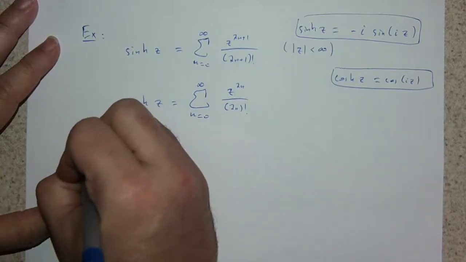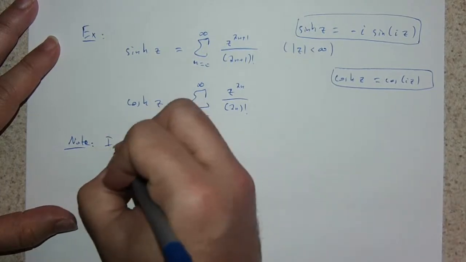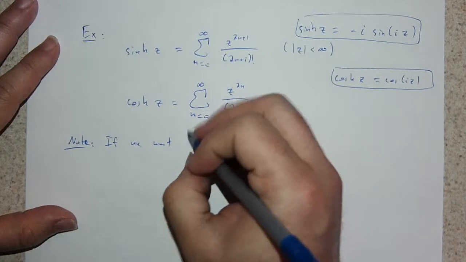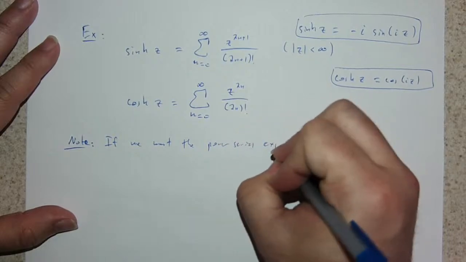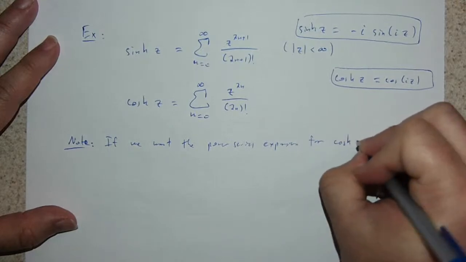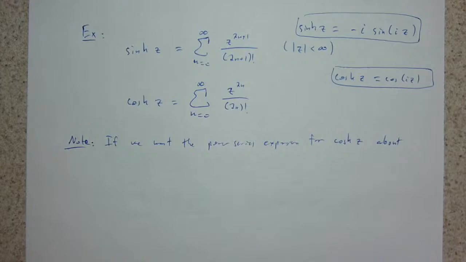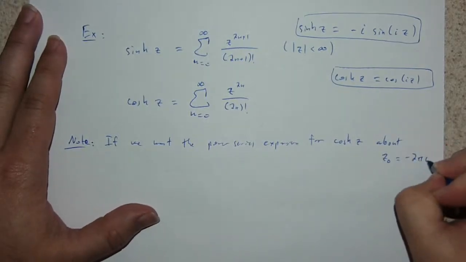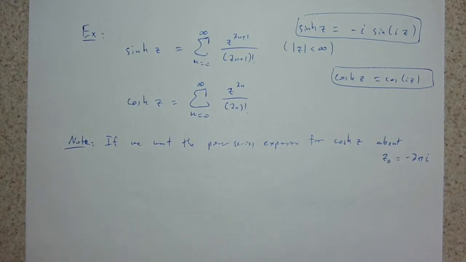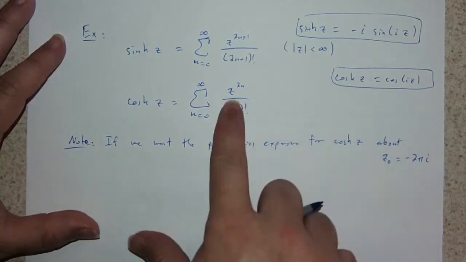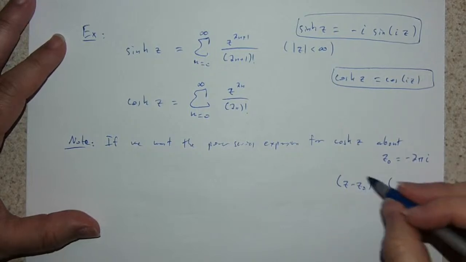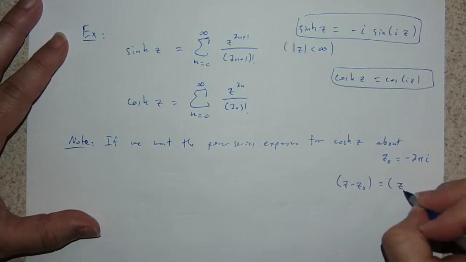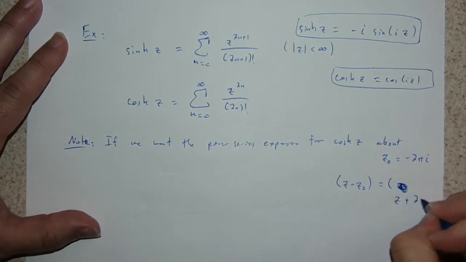Note, if we want the power series expansion for cosh z about, say, the point z naught, which is minus 2 pi i, then what I can note is that if I want z minus z naught to show up, this is going to be z plus 2 pi i here.